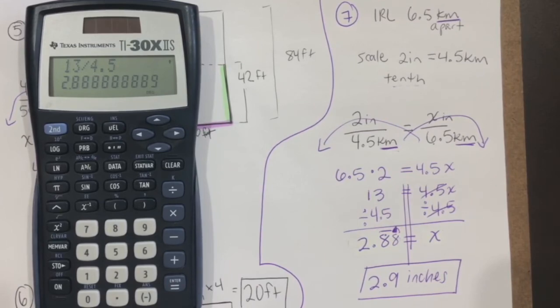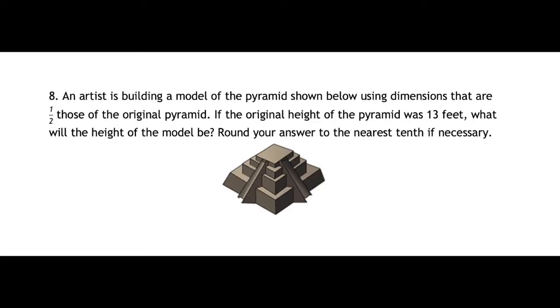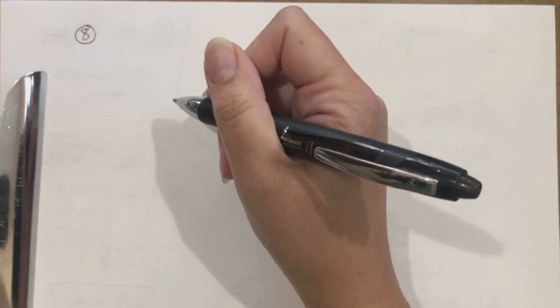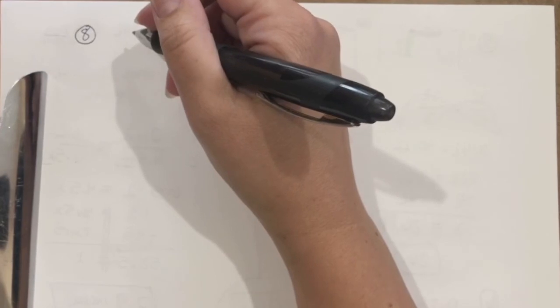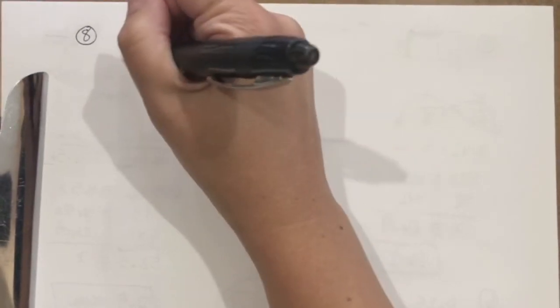Number 8. An artist is building a model of the pyramid shown below using dimensions that are half those of the original pyramid. If the original height of the pyramid was 13 feet, what will the height of the model be? Round your answer to the nearest tenth if necessary. I almost feel like we don't even need to do a whole lot of math, but I still feel compelled to at least show it to you.